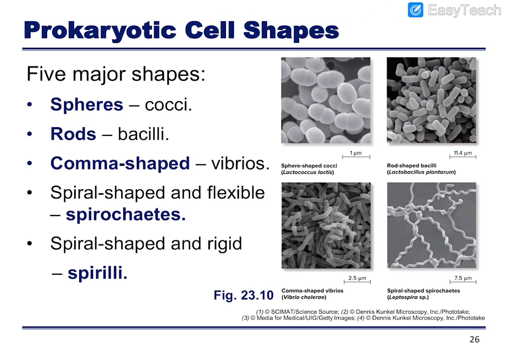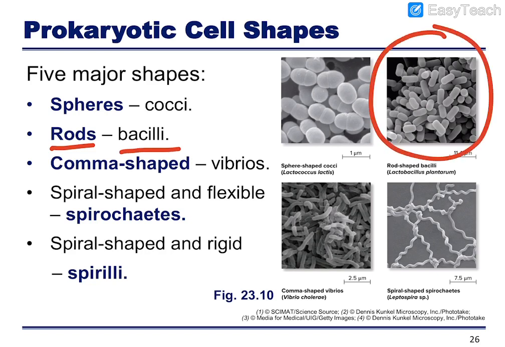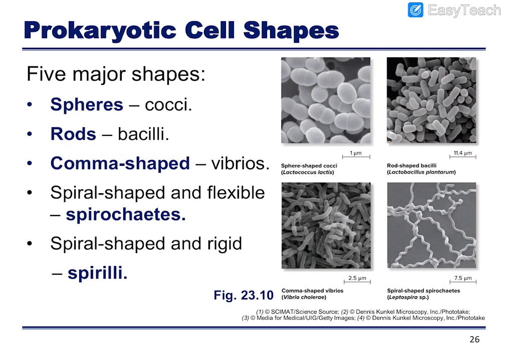Now, bacteria come in a bunch of funky shapes. And of course, each shape has a scientific name. If a bacteria comes in a sphere shape, we call it cocci. Here is an example of what a cocci-shaped bacteria looks like. If a bacteria is rod-shaped, we call them bacilli. Here is an example of a rod-shaped bacilli bacteria.